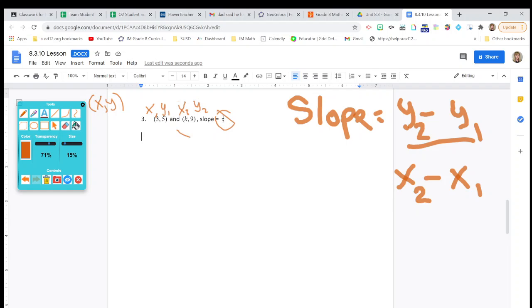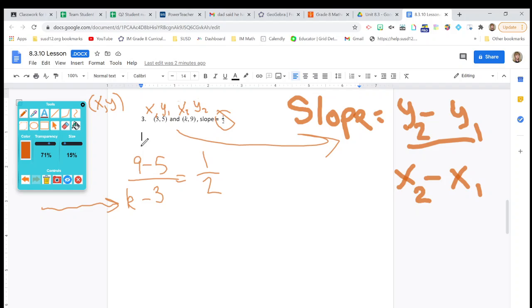Now I'm going to put those values into this equation. y2 is 9 minus y1 is 5 over x2 is k minus x1 is 3, and that must equal 1/2. So what is the value of k so that the slope equals 1/2? Oh, it's hard, isn't it? Well, 9 minus 5, that's 4.